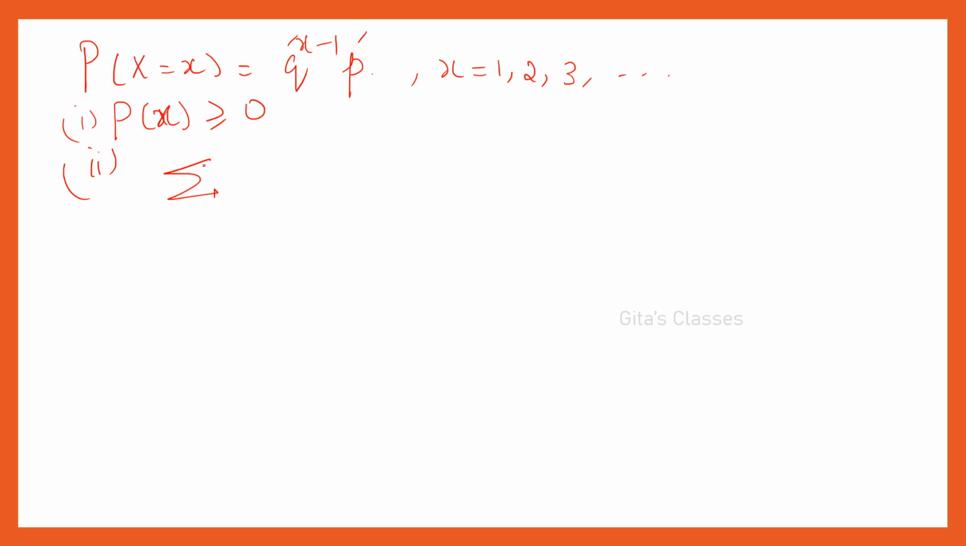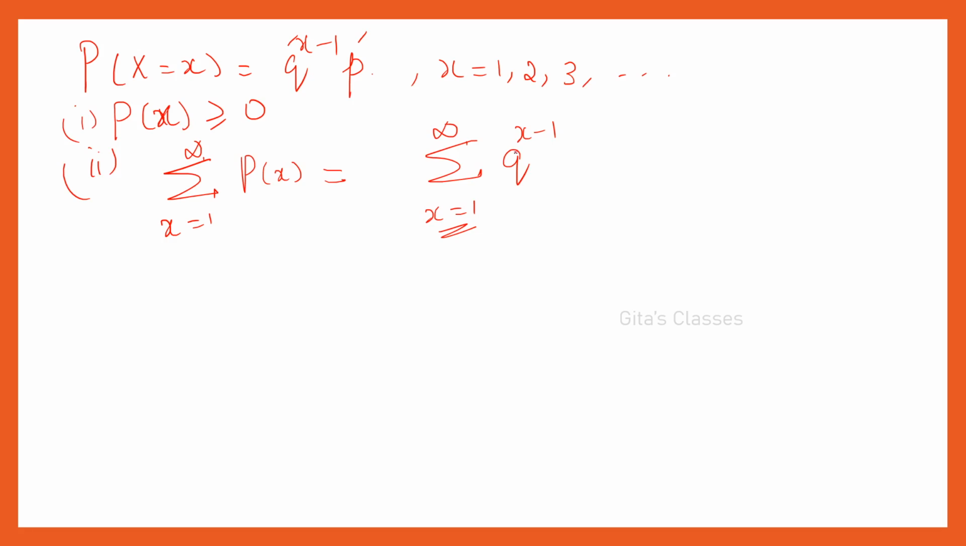So let us consider sigma x varies from 1 to infinity, because till we get the first success we keep on throwing, so it may be up to infinity, we can't say. So sigma P(x) is equal to p into sigma x varies from 1 to infinity. What is P(x)? q power x minus 1 into p. Okay. So here x varies from 1 to infinity.